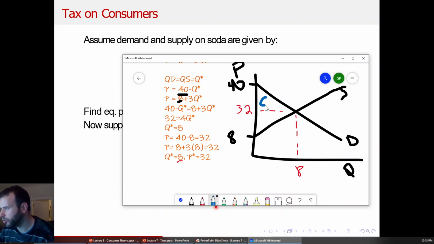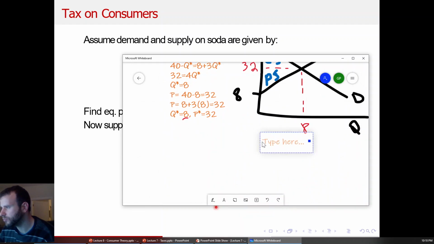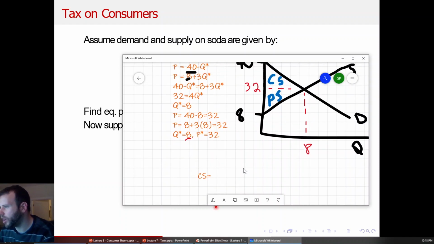This will be your consumer surplus between the demand and the equilibrium price. This will be your producer surplus. Okay. So consumer surplus is going to be 1/2 base times height.